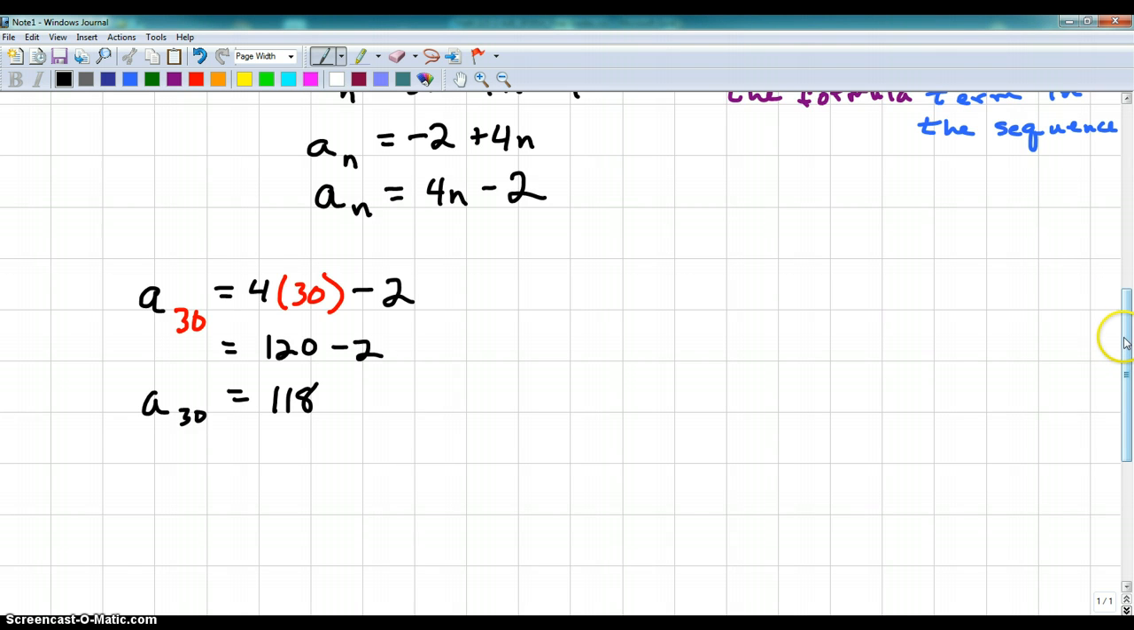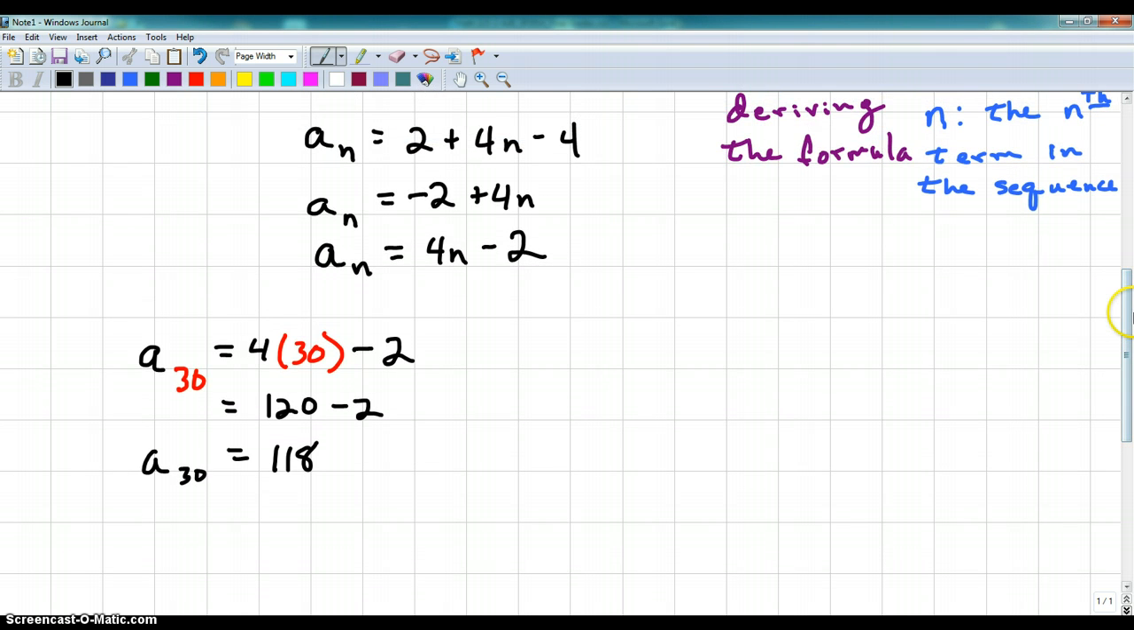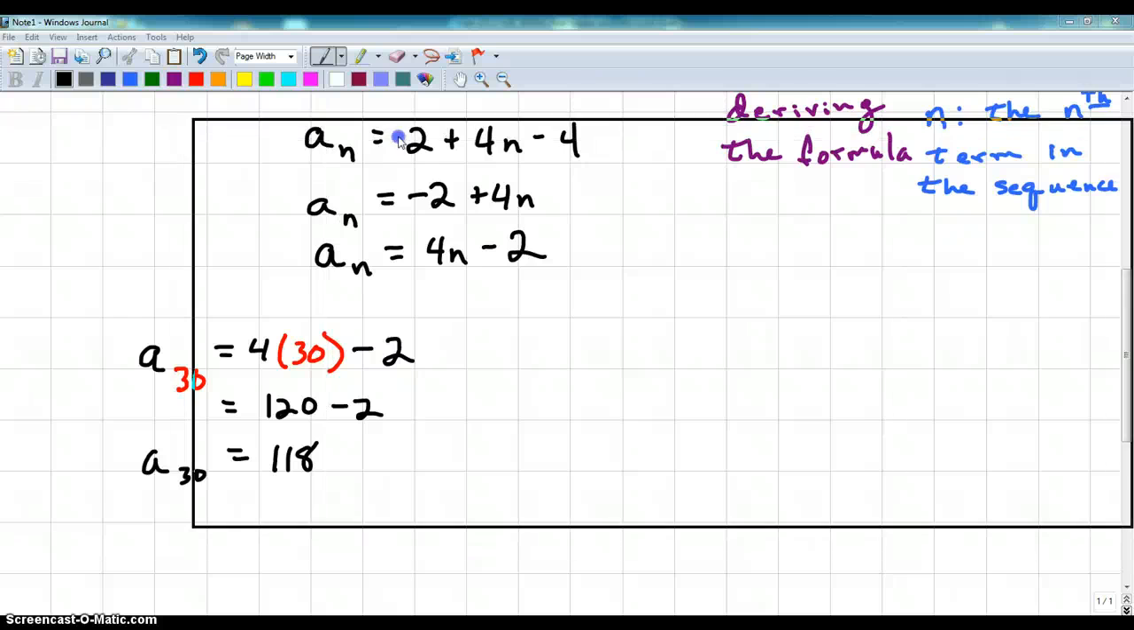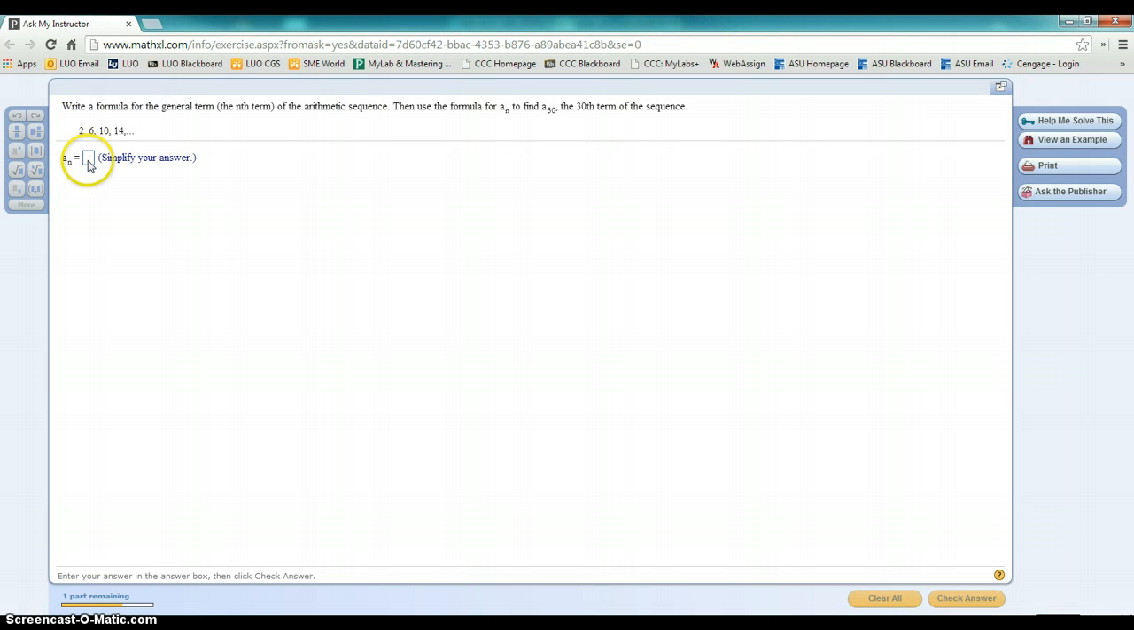Let's go ahead and punch these numbers into MyMathLab just to make sure that we've got the correct terminology and the correct answers. Right here we're going to type in our formula, which is 4n minus 2. We press enter to check, and it tells me that I did a good job. Press enter again, and now it wants me to simplify my answer, and the answer was 118, and I have finished the problem.